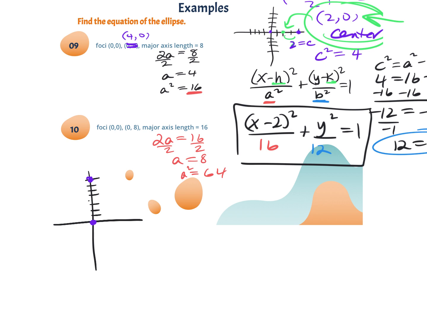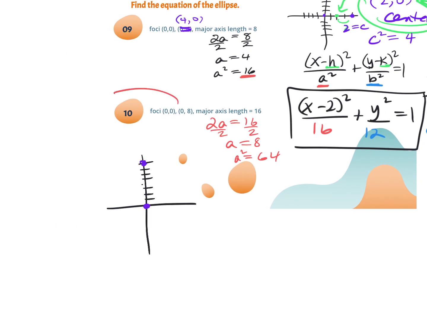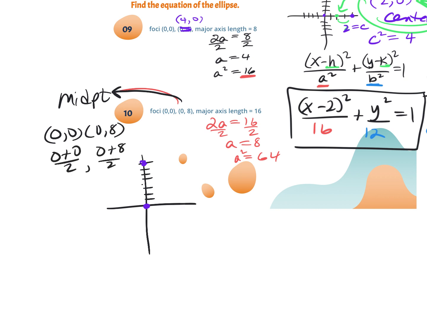Now, over here, again, you can either do the midpoint to get the center, or just find the middle of your visual. But you could do 0, 0, 0, 8. So 0 plus 0, the two x's, the two y's, and divide by 2. So you would get 0, 4. So that's your center. So there should be a little line here. So this is our center, and it's the ordered pair 0, 4.